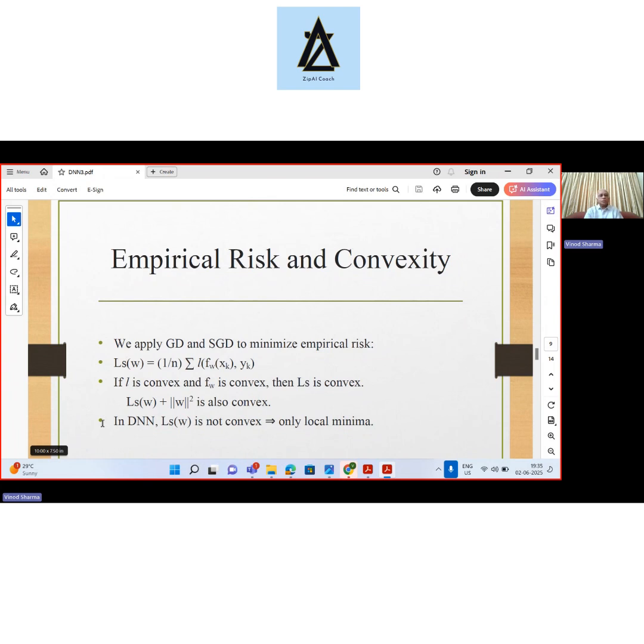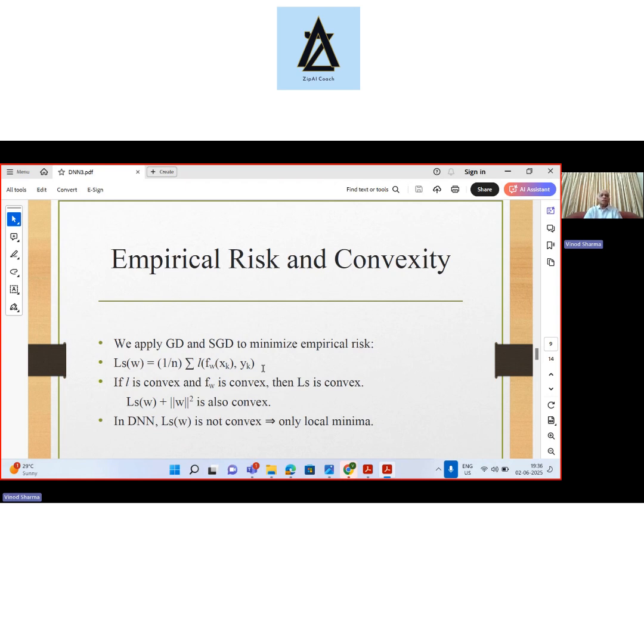Now, this gradient descent and stochastic gradient descent, we have right now described for a general function f. In our case, we are interested in finding a W star which minimizes the empirical risk. We apply GD and SGD for that particular problem. The empirical risk is L_S(W), based on the loss function L and x1, y1 to xn, yn, the training sequence. So this is what we call empirical risk.